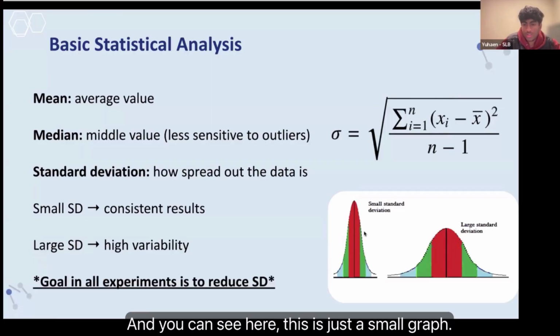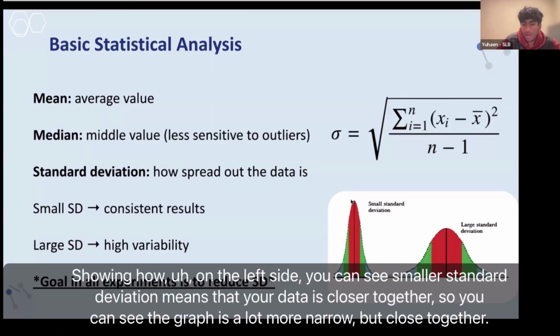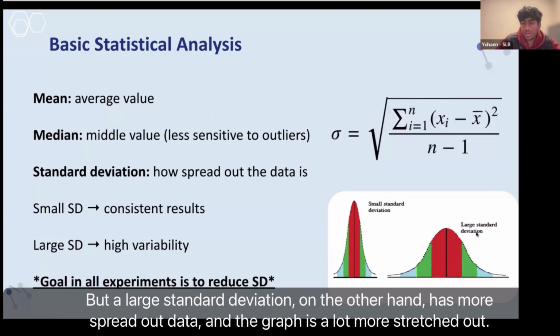You can see here, this is a small graph showing how on the left side, a smaller standard deviation means that your data is closer together. The graph is a lot more narrow. But a large standard deviation, on the other hand, has more spread out data and the graph is a lot more stretched out.